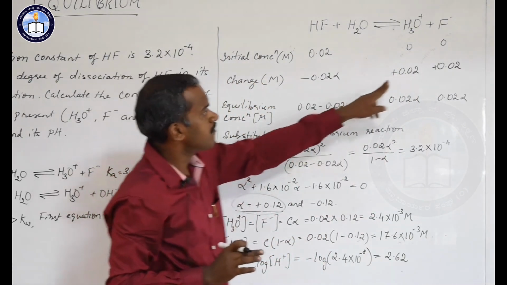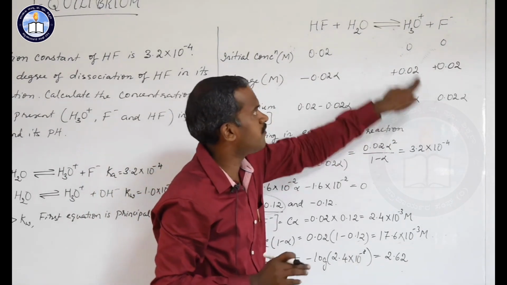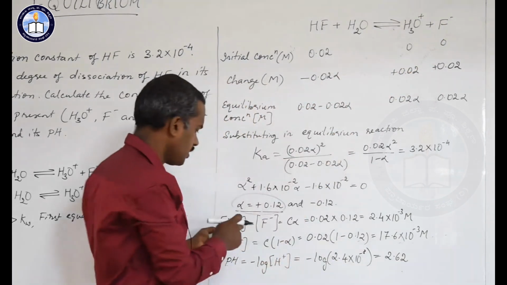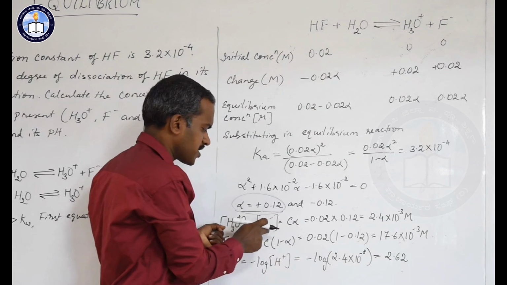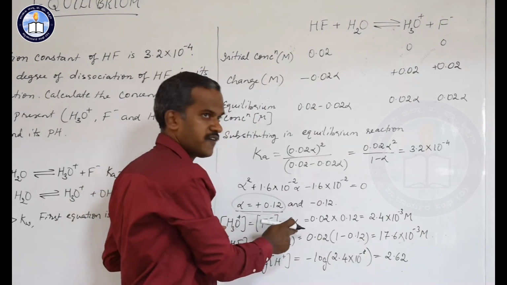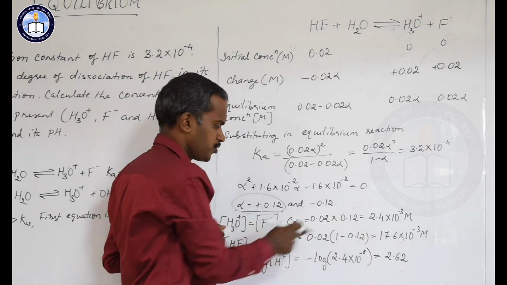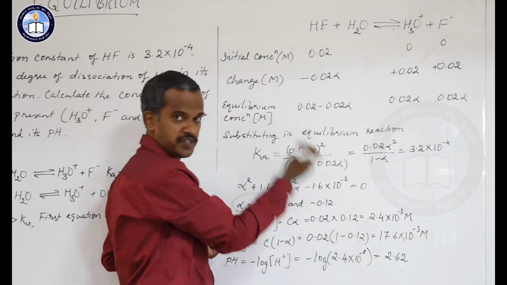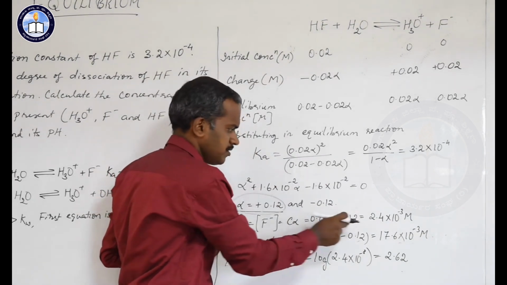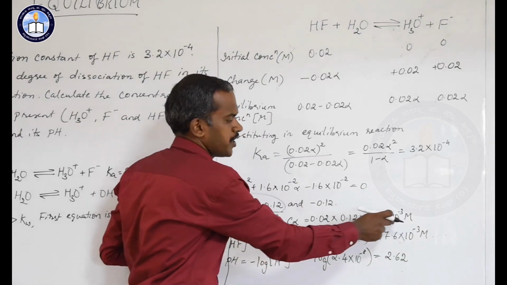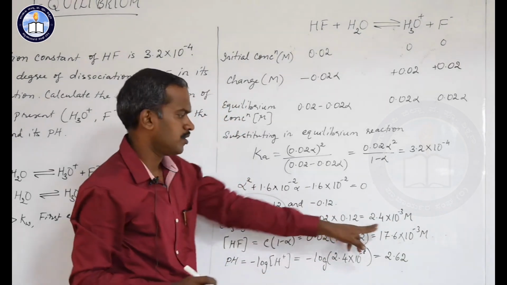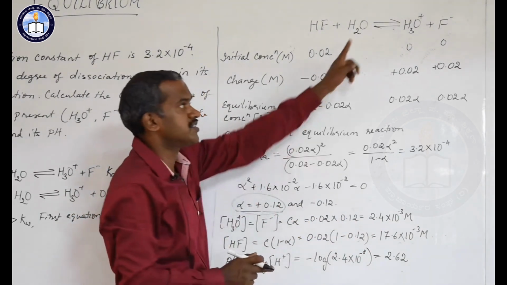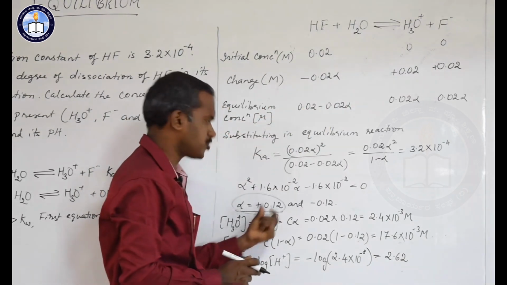And remember, the equilibrium concentrations are equal for these products: the concentration of hydronium ion and fluoride ion remain the same. So the concentration of hydronium ion and the concentration of F minus is equal to C alpha. C you already know, that is 0.02. Alpha we just got as 0.12, so multiply 0.02, given in the problem, by 0.12, and the answer becomes 2.4 into 10 to the power minus 3. This is the concentration of hydronium ion and fluoride ion, which is the same, as is visible in the equation. The concentration of these two products remains the same.